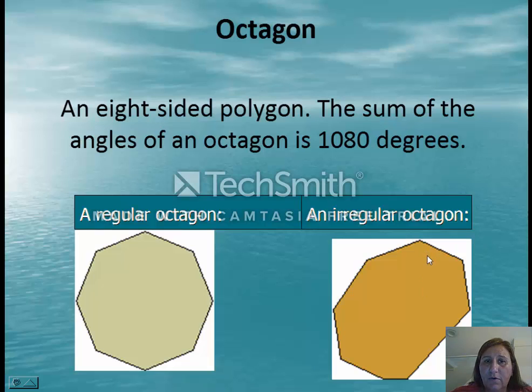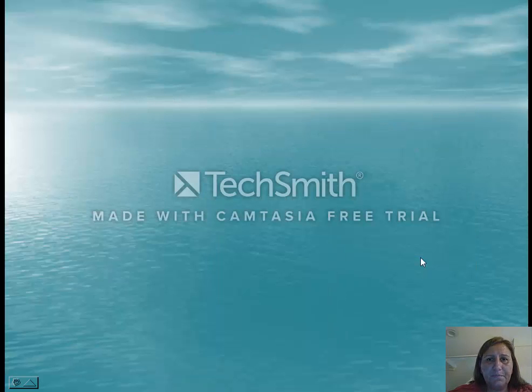Remember, to find the sum of all the interior angles of an octagon, which is an 8-sided figure, it is 8 minus 2 times 180. So in this case, it's 6 times 180, which is 1080. All angles have to add up to 1080, regardless of regular or irregular. However, the angles and the sides are not the same in an irregular octagon.